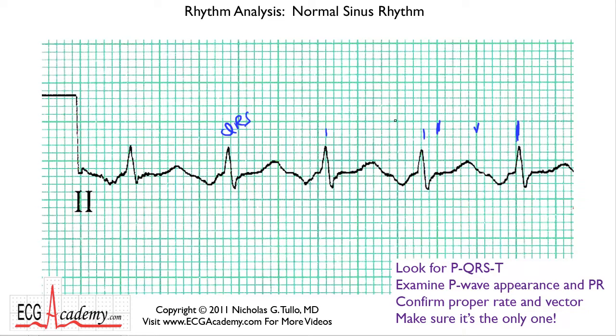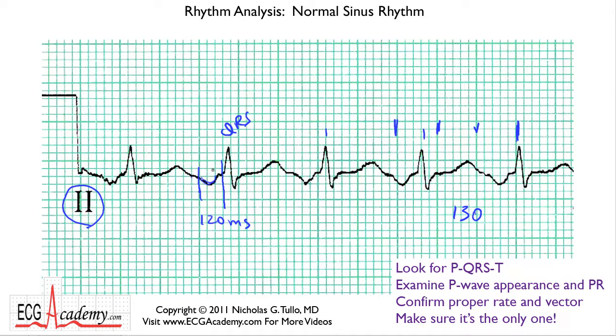300, 150, 100. So it's closer to 150 than it is to 100. It's probably about 130 beats per minute. So this is at 130 beats per minute. It's a little fast. The other thing is, look, in lead 2, which we're monitoring, the PR interval is a little bit on the short side. Here it's 3 small boxes or 120 milliseconds. And it's also inverted. So the P wave is upside down.